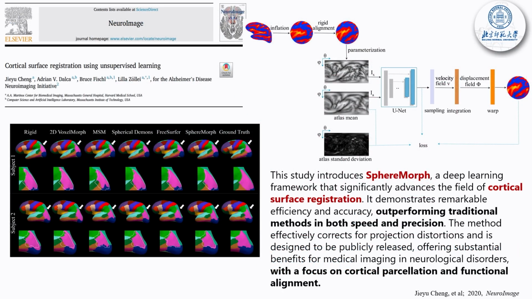And this one is also for surface registration using unsupervised learning, called SphereMorph, which is a framework that could help better improve surface registration. It has been shown to outperform traditional methods in both speed and precision.